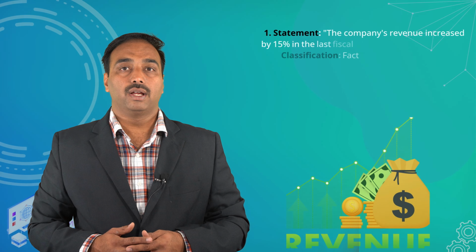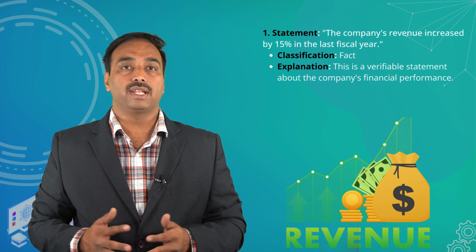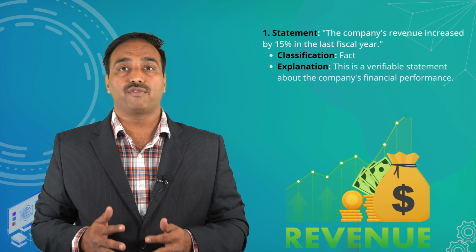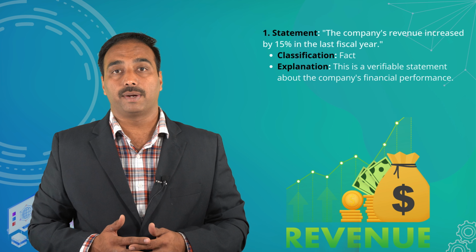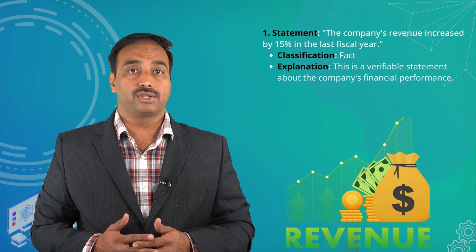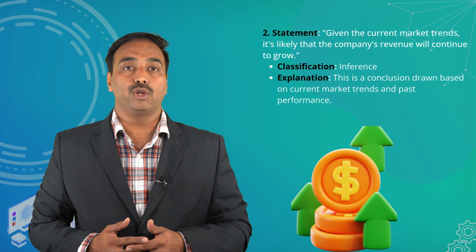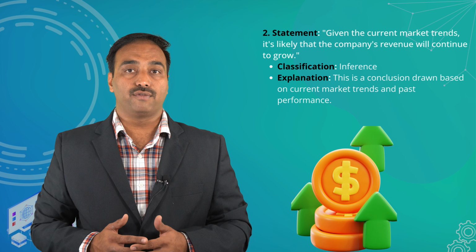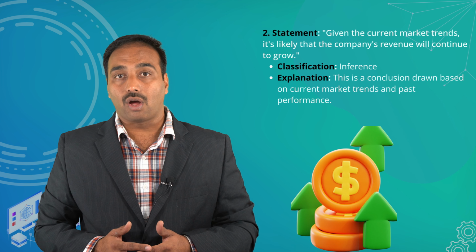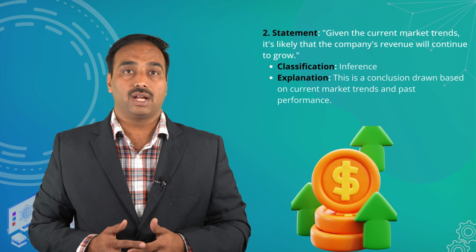First statement, the company's revenue increased by 15% in the last fiscal year. It's an example of fact because this is a verifiable statement about the company's financial performance. Next statement, given the current market trends, it's likely that the company's revenue will continue to grow. This is an example of inference. This is a conclusion drawn based on current market trends and past performance.